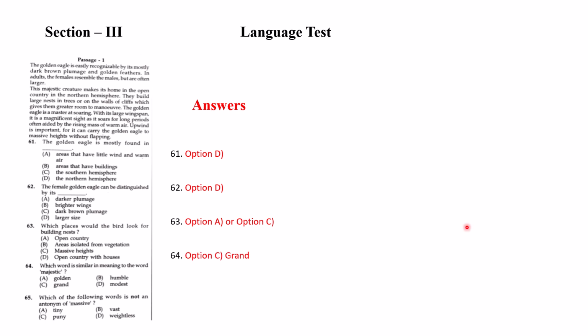Then coming to the next question, which word is similar in meaning to the word majestic? A similar word to majestic would be something like grand. Next question is question 65. Which of the following words is not an antonym of massive? If we see, options A, C and D are all antonyms of massive. Vast is a synonym of massive. Therefore option C would be the right answer for this question, because vast is not an antonym of massive.